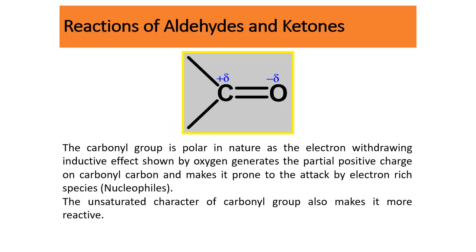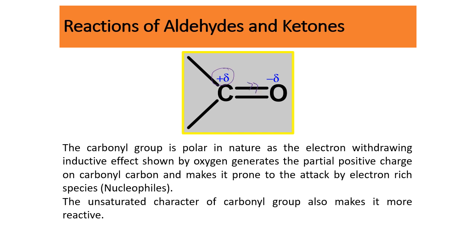We should try to understand the nature of the main functional group in aldehydes and ketones before we see the reactions. This particular carbonyl group is unsaturated, that is, a double bond is present there. So one bond is sigma and one is pi bond. And we know that unsaturated systems undergo addition reactions. But if you see the polarity of the bond, this carbon is electron deficient because oxygen is an electron withdrawer.